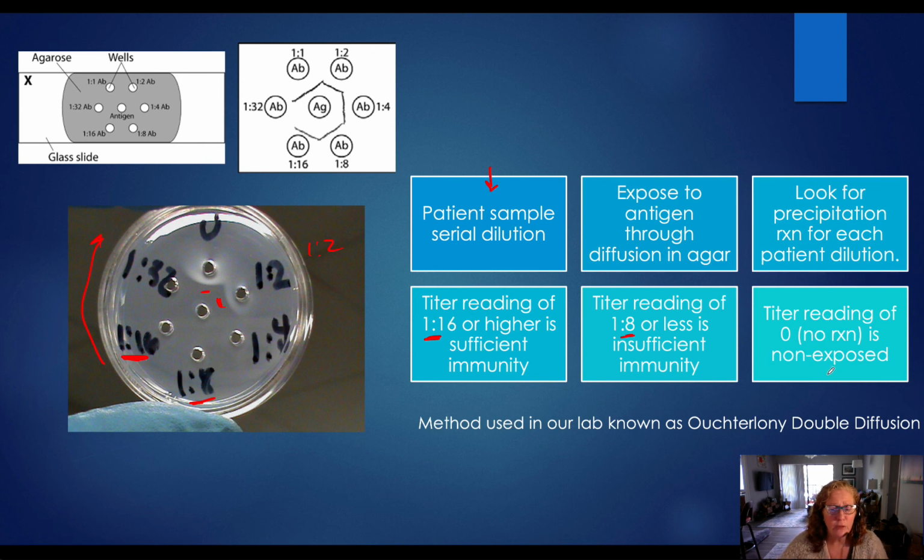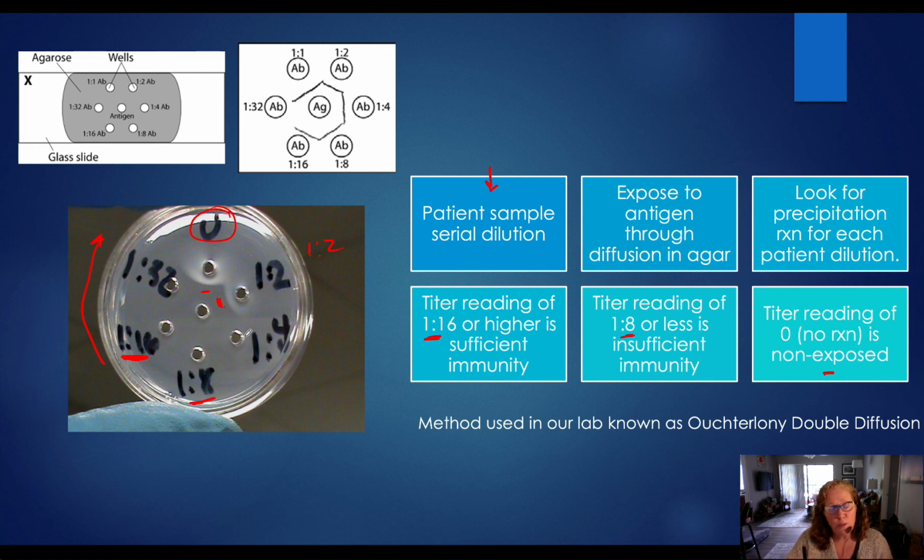If there's a titer reading of 0, meaning not even the undiluted, there's no reaction at all. We don't see any precipitin arc anywhere on the plate. This indicates that the patient has never been exposed. If the patient has never been exposed to that disease, they're not going to produce any antibodies against it. That person is totally susceptible to that particular disease. They have absolutely no resistance.